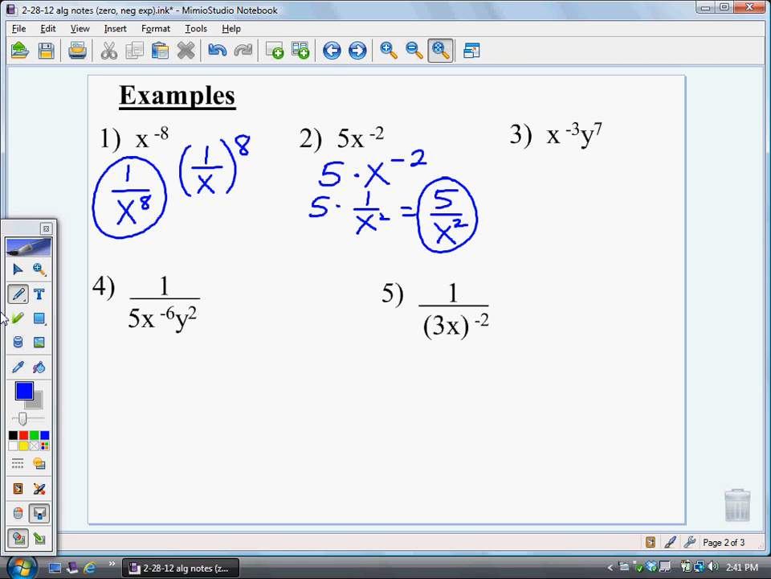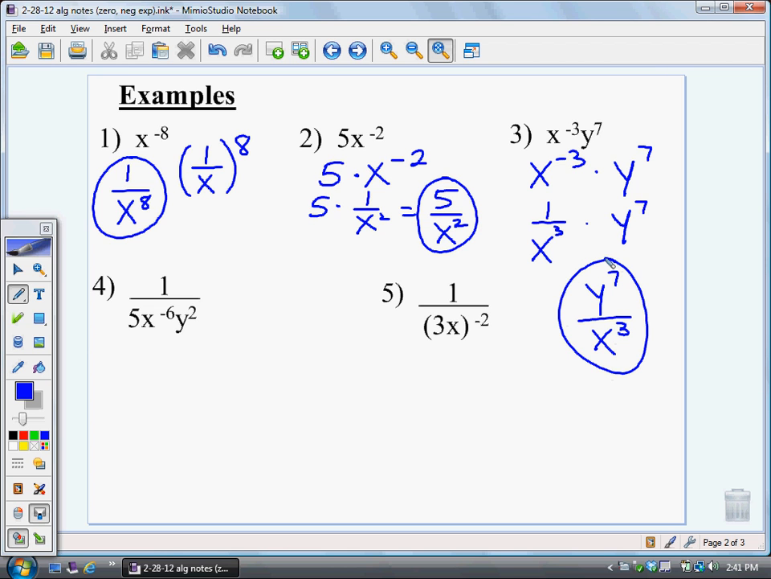And for number 3, it's x to the negative 3rd times y to the positive 7. So the x to the negative 3rd is 1 over x to the 3rd times y to the 7th, which could be y to the 7th over 1. When you multiply your fractions, you get y to the 7th on top, you get x to the 3rd on the bottom, and there's your answer.